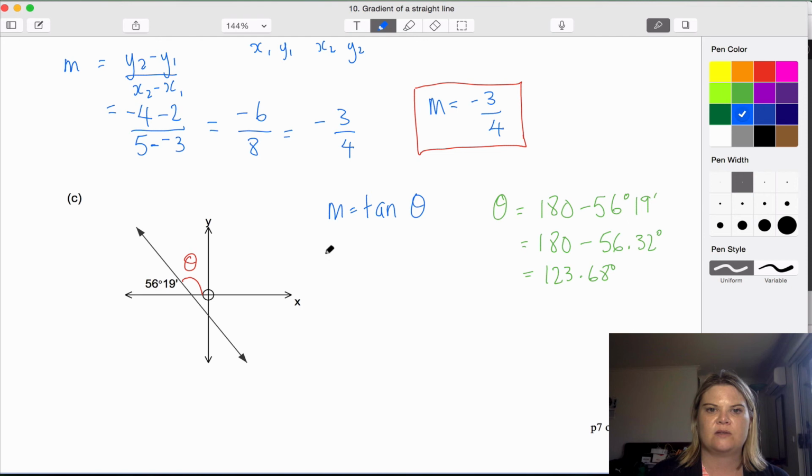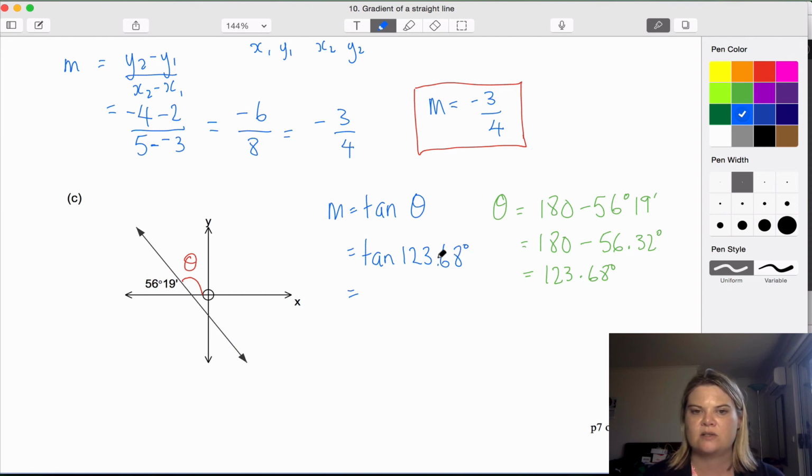So I can now use this formula, m equals tan 123.68 degrees. Put all of this into your calculator, or conversely, if you had it in degrees and minutes, put that angle calculation into your calculator. Make sure you're entering it properly, and you should get negative 1.5. Good idea to just check, is this a negative gradient? Yes, so we would be expecting an answer that was negative.